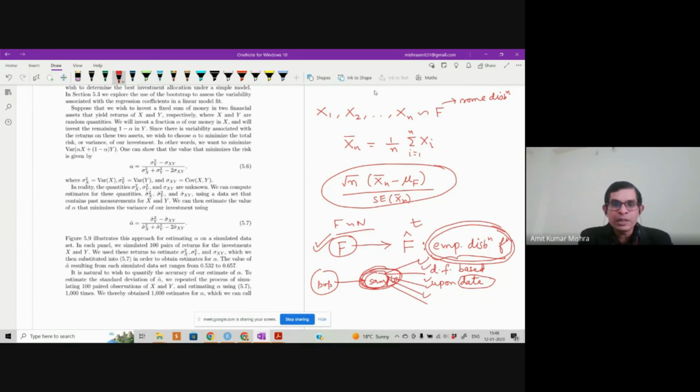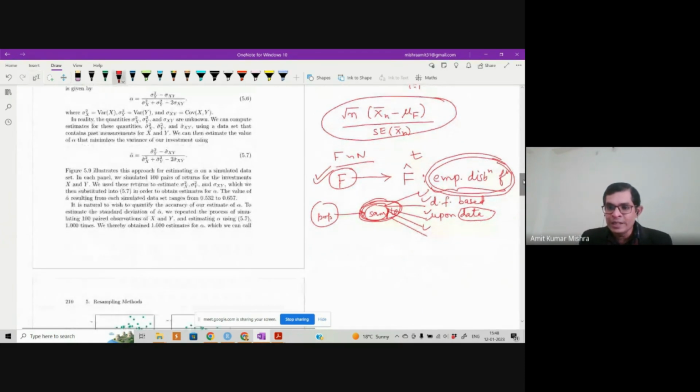Now, mathematically it has been proved that if you use the EDF, that means the empirical distribution function, then this empirical distribution function actually converges in some sense to the original F. That means your F hat, which is the empirical distribution function, converges to the original F, and that's why you will get correct solutions even from the bootstrap samples. And this is known as the Glivenko-Cantelli theorem.